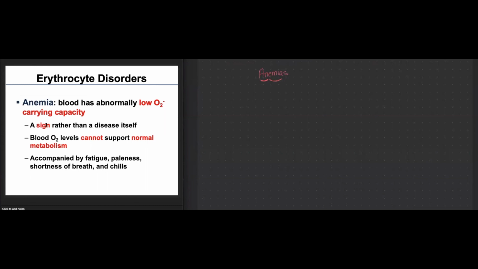Anemia is a sign rather than a disease in itself. So many problems can cause anemias. It's more of a manifestation of the disease rather than a disease on its own.